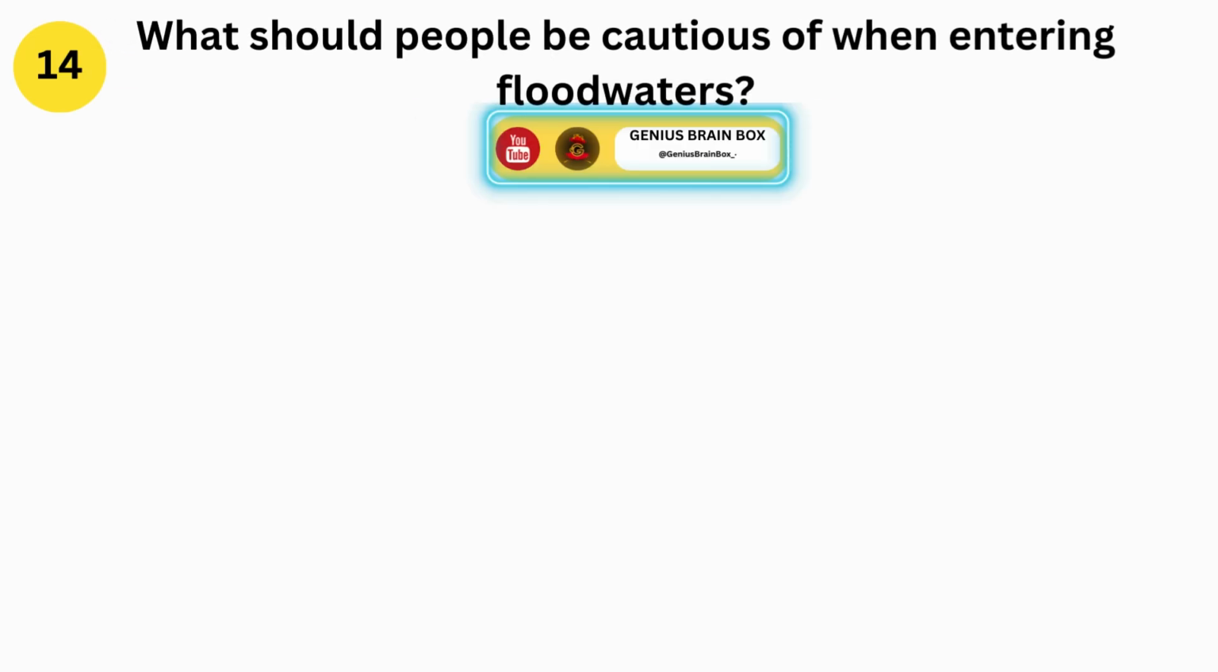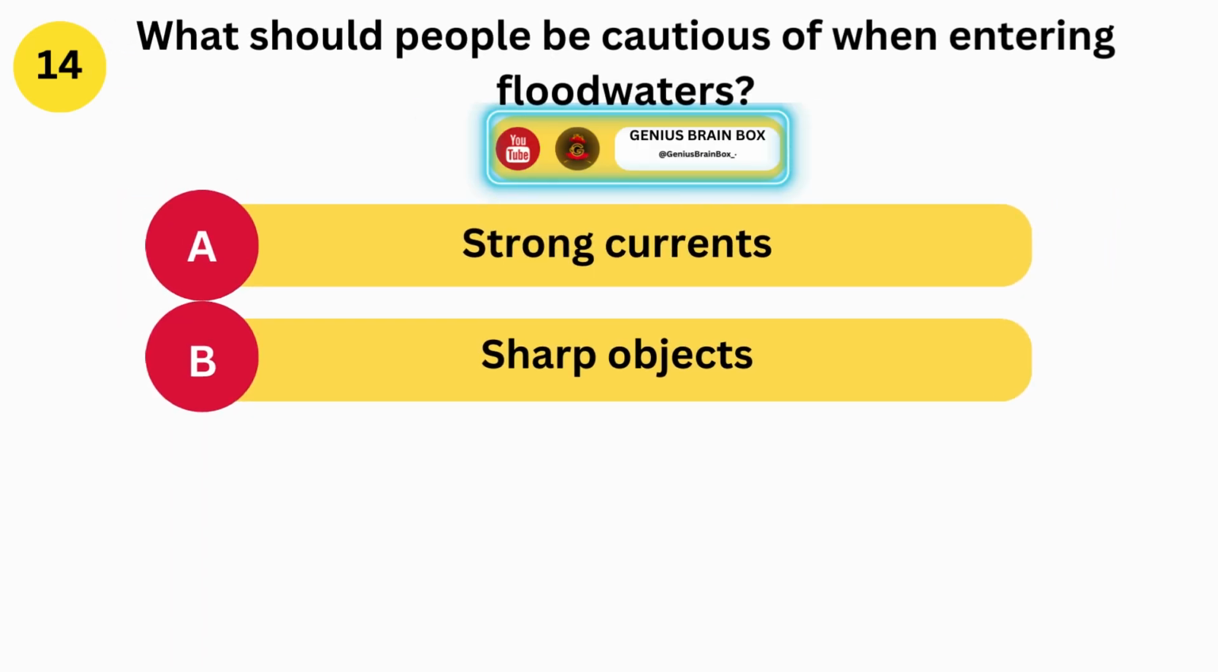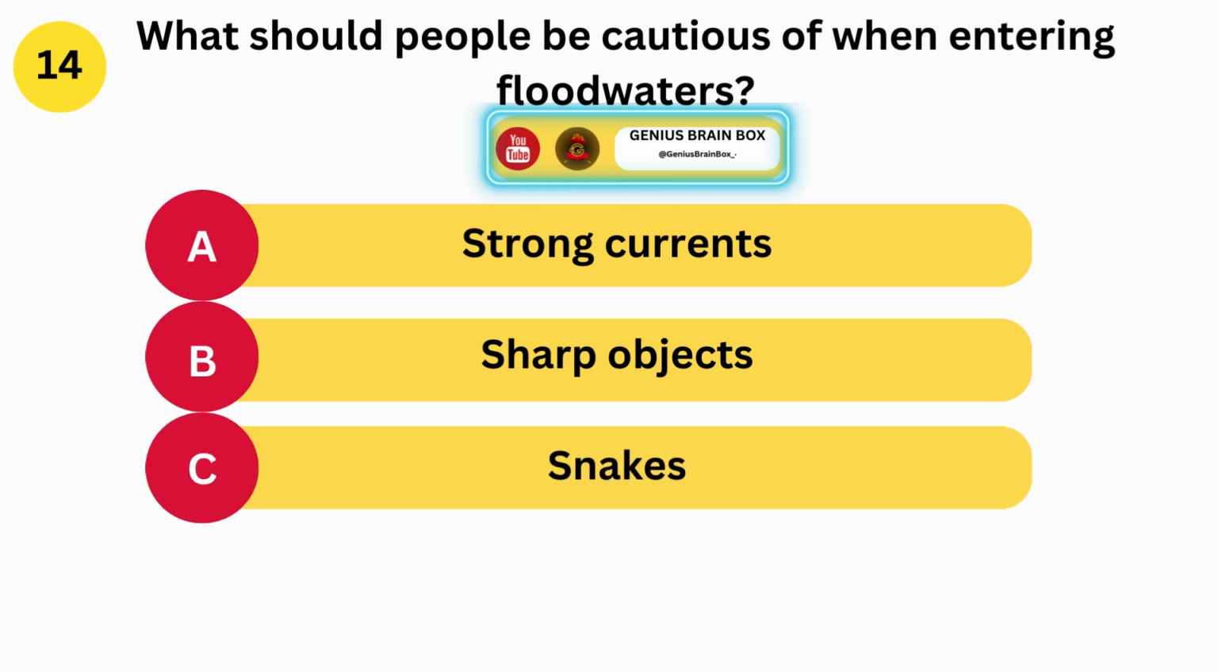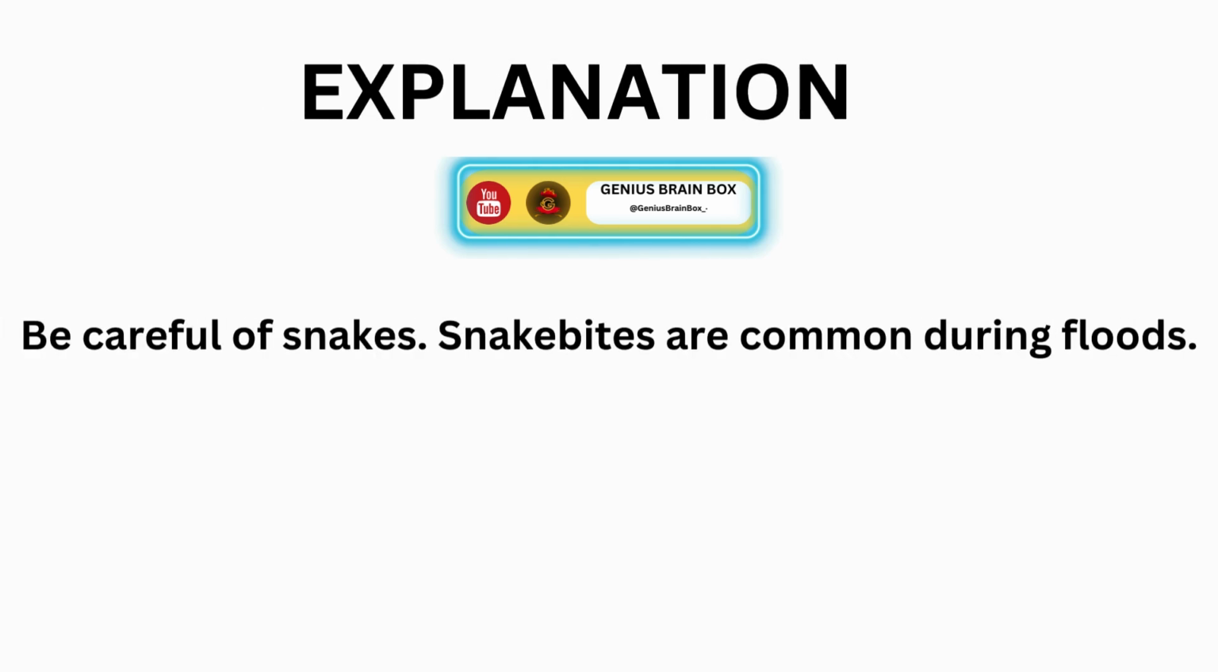What should people be cautious of when entering floodwaters? Option A. Strong currents. Option B. Sharp objects. Option C. Snakes. Correct answer is... Explanation. Be careful of snakes. Snake bites are common during floods.